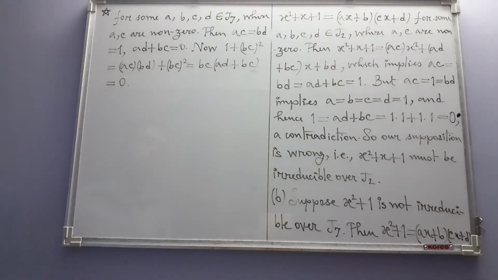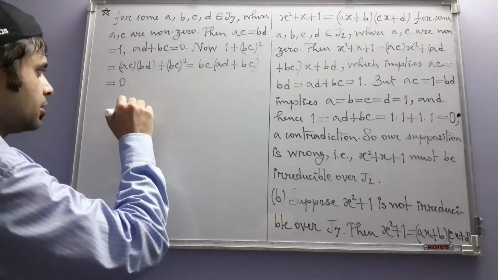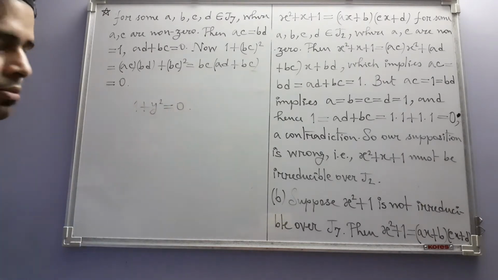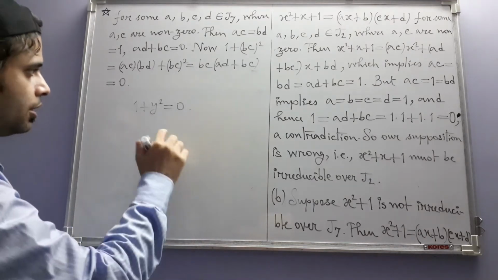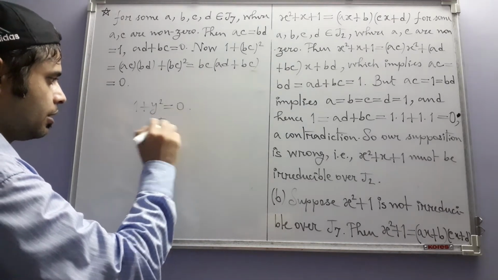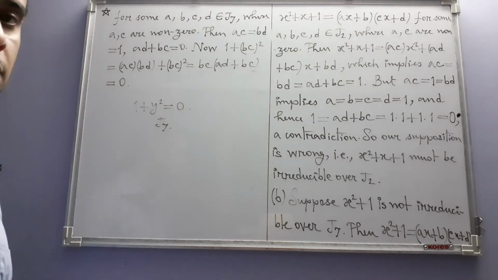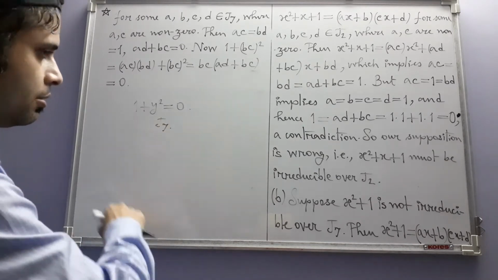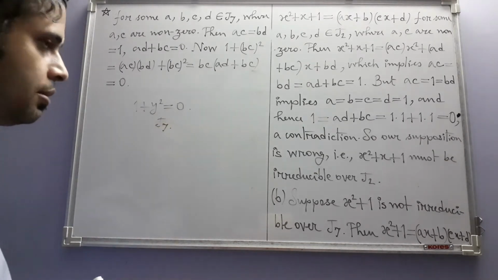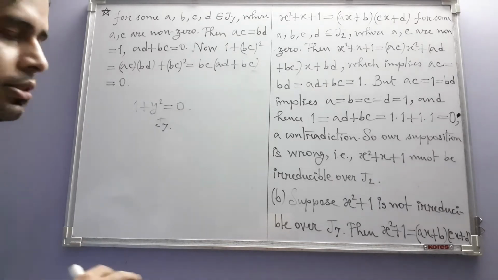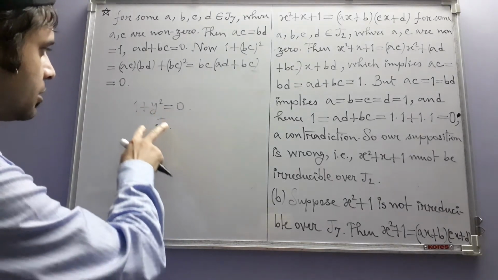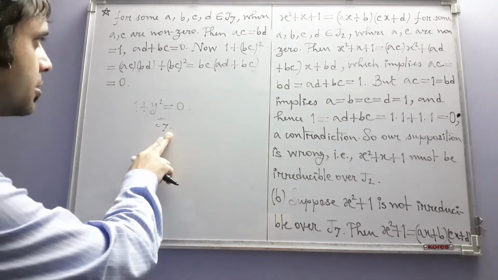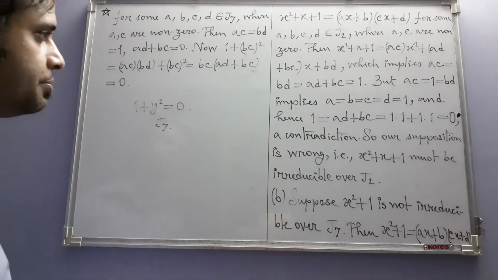So we seem to have got a solution to the equation 1 plus y square equal to 0 in the field J7, and this is a contradiction because this is not possible. J7 has 7 elements, and you can put each one of them in this equation and verify that none of them actually satisfies this equation. In other words, this equation is unsolvable in J7 for y in J7. So that is a contradiction.